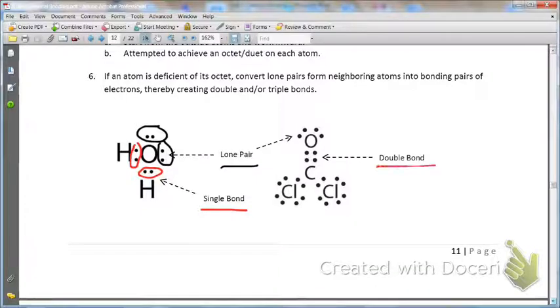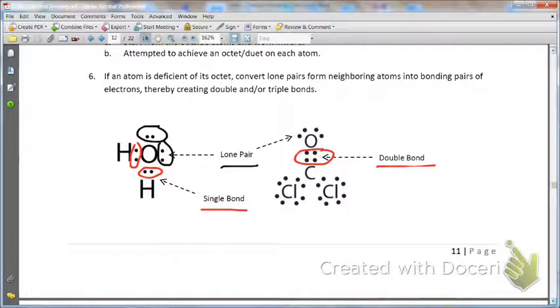Now we also have double bonds that can be formed. Double bonds are represented by 4 dots. So in the case of this molecule over here, that means we have 2 covalent bonds that are created between carbon and oxygen. Again, 2 covalent bonds. And each covalent bond represents 2 electrons. Therefore, if we have 2 covalent bonds or a double bond, we're going to have 4 dots to represent it.